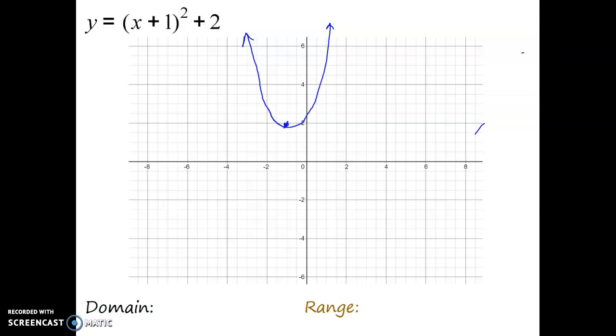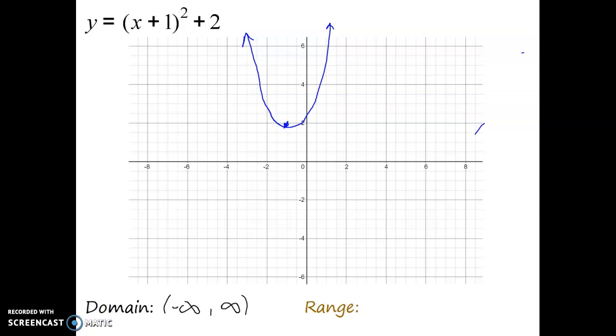All right, so domain. Remember, domain means all the possible x values. So look, how far does this one go to the left? And how far does this one go to the right? Well, those arrows are telling me it's going on and on forever to the left and also on and on forever to the right. So the domain of that is going to be all real numbers.